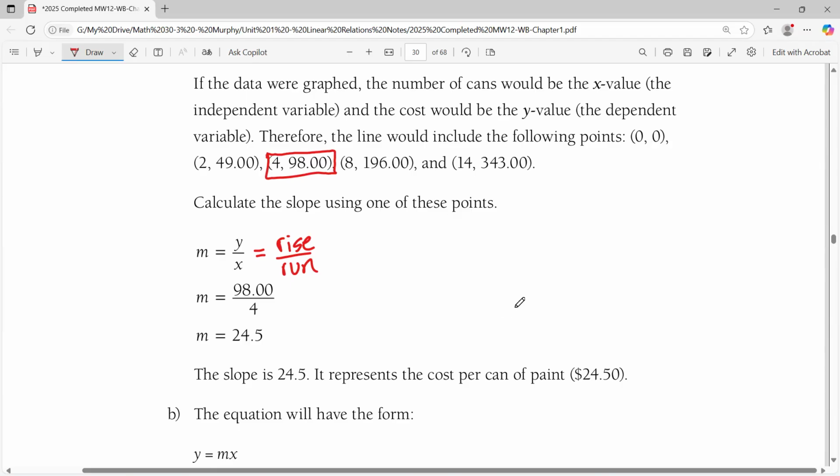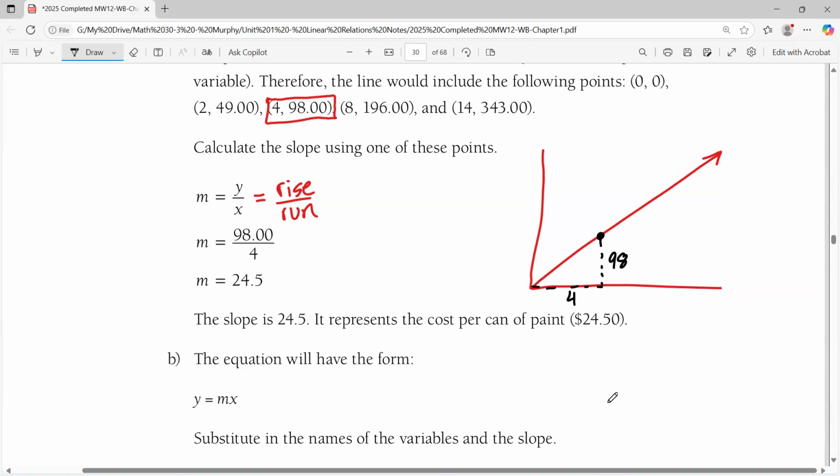And the reason is on the graph, so it's going to end up looking something like this. It's going to start at 0 and 0 and go up. What it's saying is they're picking 4 and 98. So maybe 4 and 98 is right here. Okay. So the reason why they can just slap them in there like that without looking at the graph is because they know it starts at 0 and 0. So the rise is 98 and the run is 4. So that's what they're doing there. So you could do that for any of these points. And the slope ends up being 24.50.